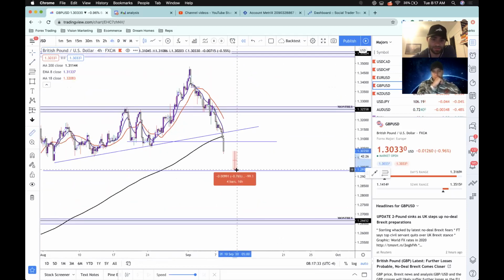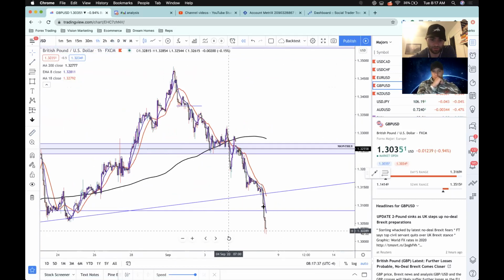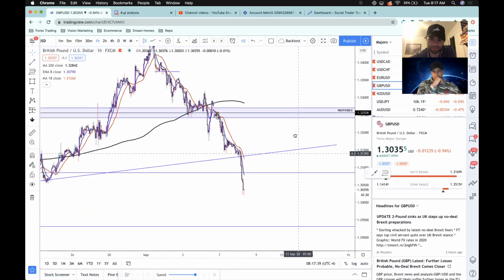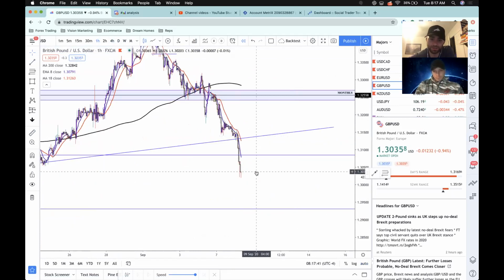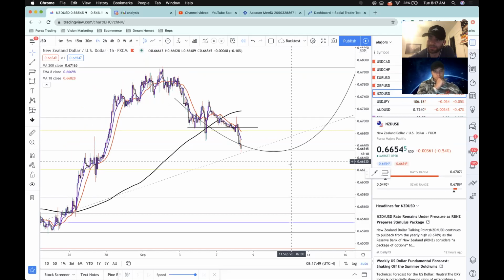We do need to see some sort of pullback. This thing could just continue lower into that level, but we're not going to take an entry right here. We're just going to wait. If we get a retest of this level, we'll definitely take advantage of a short opportunity there.